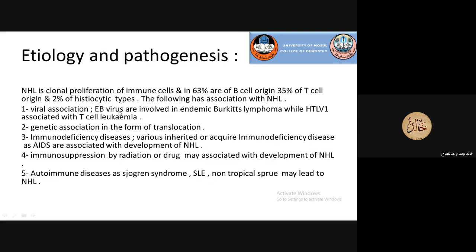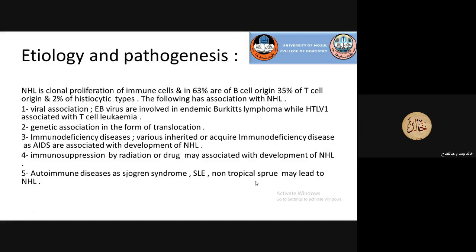Epstein-Barr virus is involved in endemic Burkitt's lymphoma, which is a form of non-Hodgkin lymphoma, and also HTLV1 virus is associated with T cell leukemia. Genetic association: some lymphomas have translocation due to mutation of the genes. Also, as we said, immune deficiency like HIV or AIDS infection may predispose to lymphoma. The other cause is immune suppression due to radiation or drugs. The last condition is autoimmune disease like Sjogren's syndrome, SLE, and non-tropical sprue, which may lead to non-Hodgkin lymphoma.